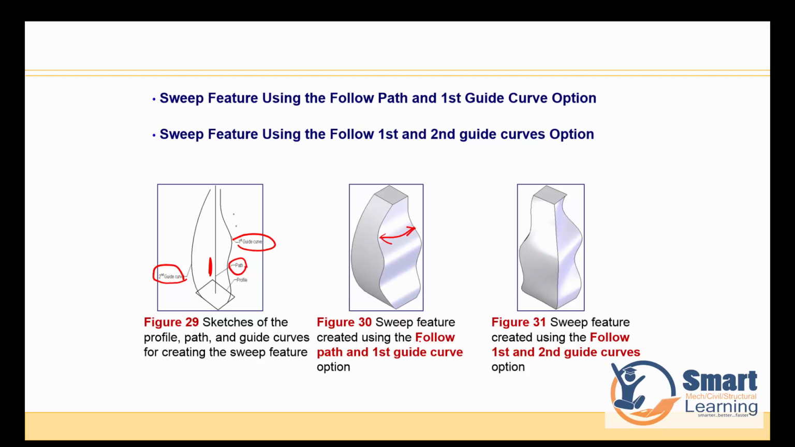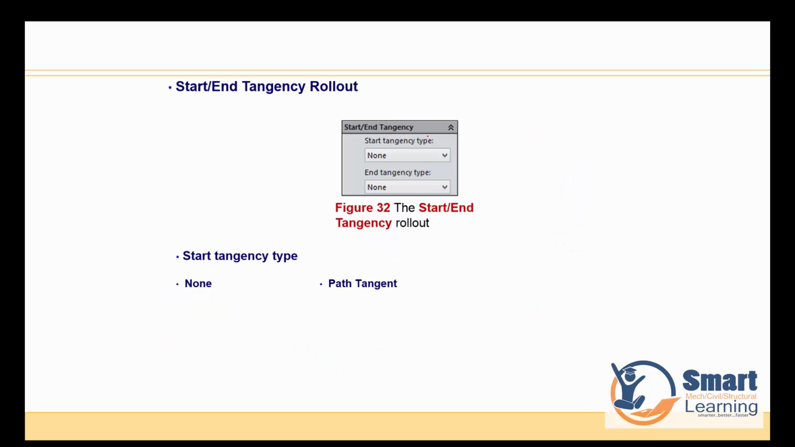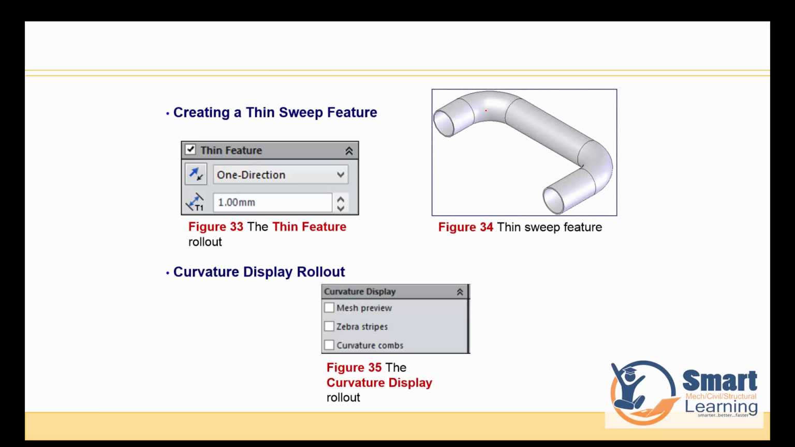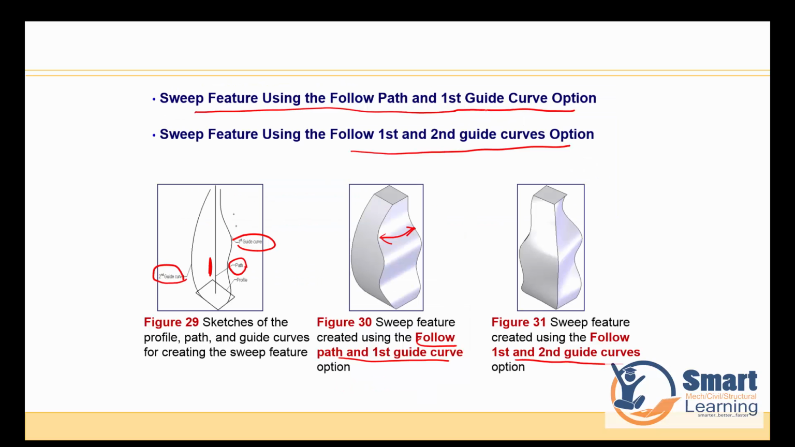Here you can see follow the path and the first guide curve, and here follow first and the second guide curve. The complete output will be different, and you can see that typically. This is one of the handy features, the sweep feature using the follow path and the first guide curve, or the follow first and second guide curve option. This can directly save your time in altering, and you can start directly. Also you can control the tangency here, the start tangency and the end tangency. Then we'll look at the thin features as well. So let me show you what I mean by this.